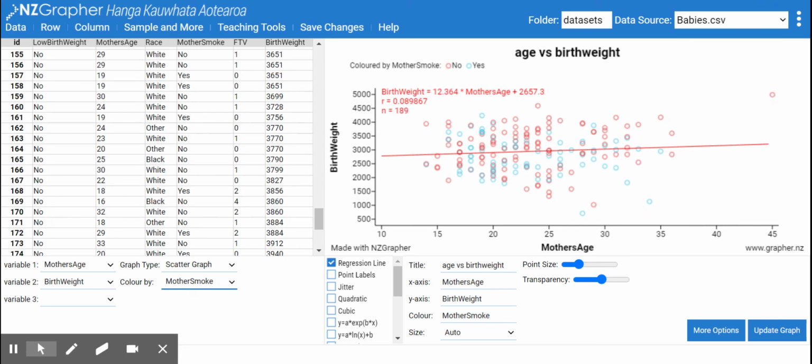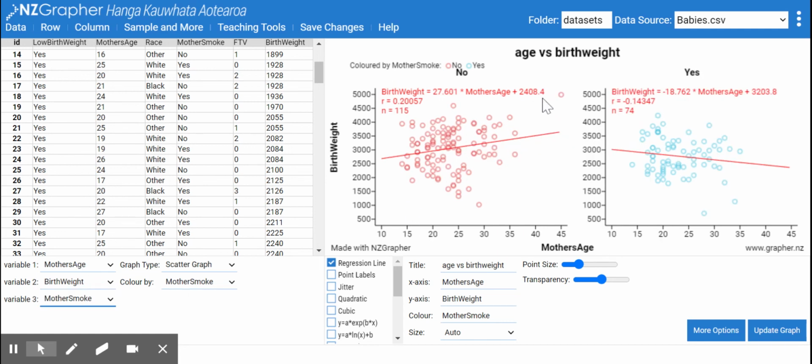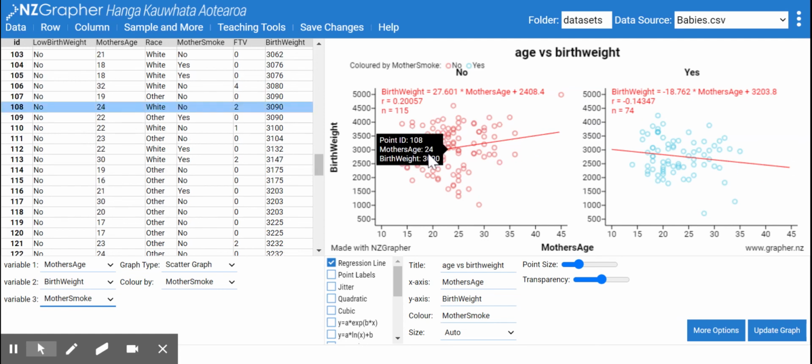However, I might expect there to be a bit of a difference because my research explains to me that smoking has an effect on baby's birth weight. So use the research to support why you're going to do the next thing. Mother smoke, put that as variable 3 and see what happens. It has separated those 2 groups completely separately.